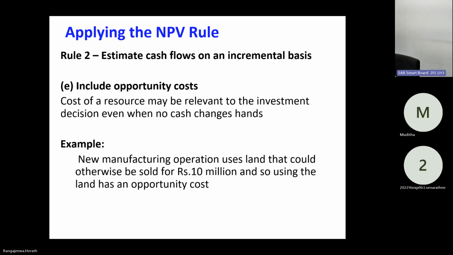A new manufacturing operation uses land that would otherwise be sold for 10 million. So using the land has an opportunity cost.